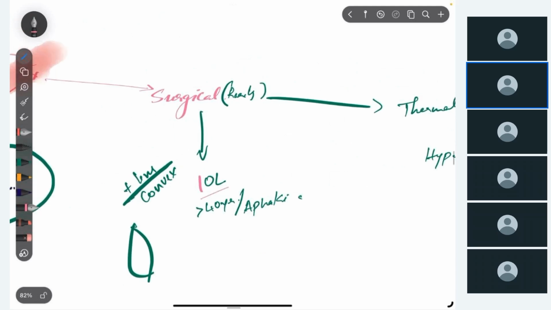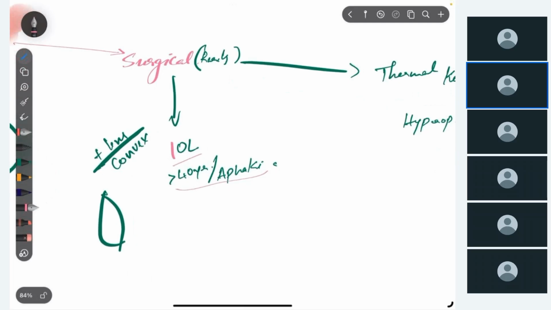This is feasible in a patient who is more than 40 years old. You don't do it in small boys or 20-30 year old patients. You do it in patients who are more than 40 years, or a patient who doesn't have a lens inside his eye, aphakia. There you can use an intraocular lens with appropriate power.